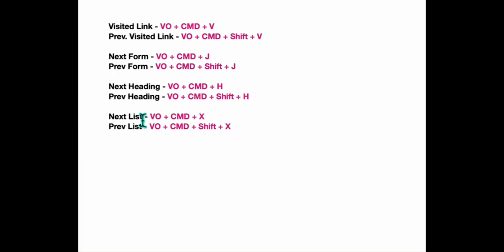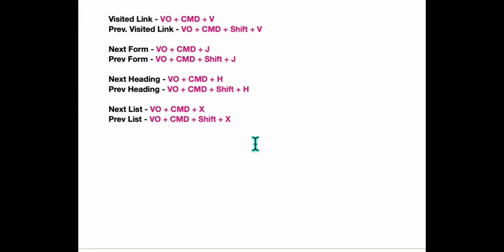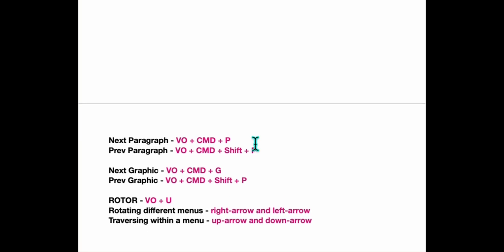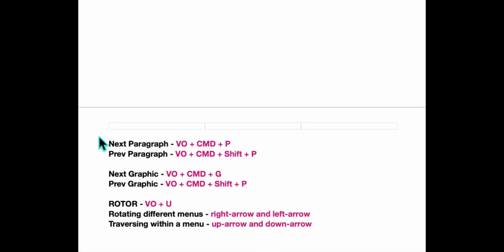Next list, VO, Command, X. Previous list, VO, Command, Shift, X. Next paragraph, VO, Command, P. Previous paragraph, VO, Command, Shift, P. Next graphic, VO, Command, G. Previous graphic, VO, Command, Shift, G, not P, G.